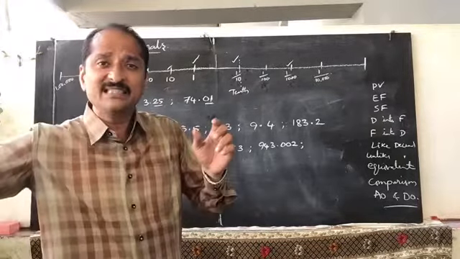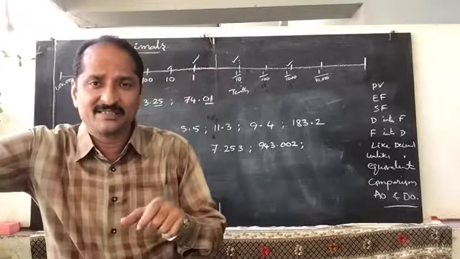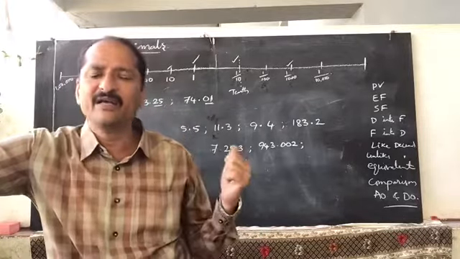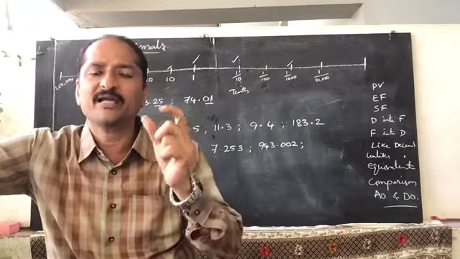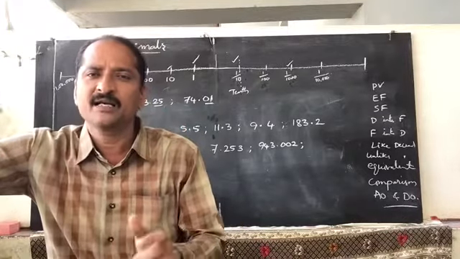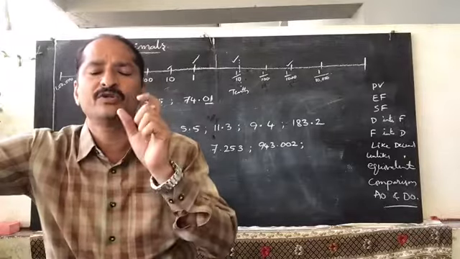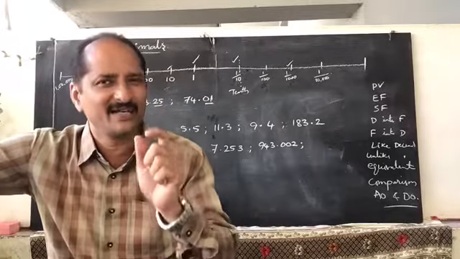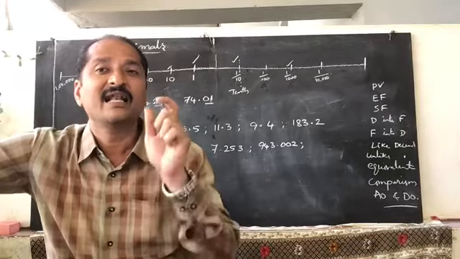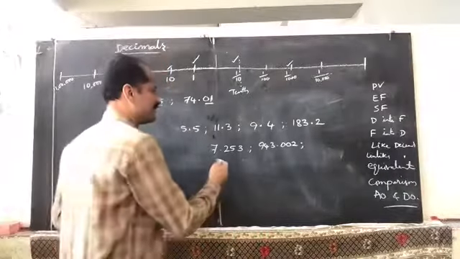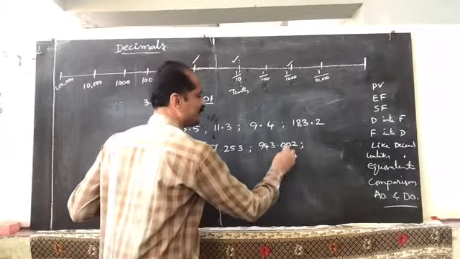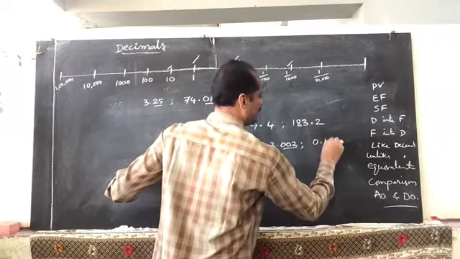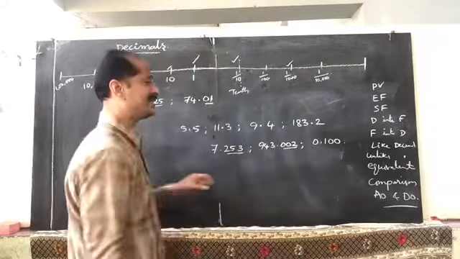As we saw in fractions, only like fractions can be added or subtracted. In the same way, here also we can add or subtract only like decimals. That means don't bother about the whole number part. We should think about only the decimal part. Now here see 253 and 002. Here 3 digits, here 3 digits. And if you take one more, 0.100 also contains 3 digits in the decimal part.